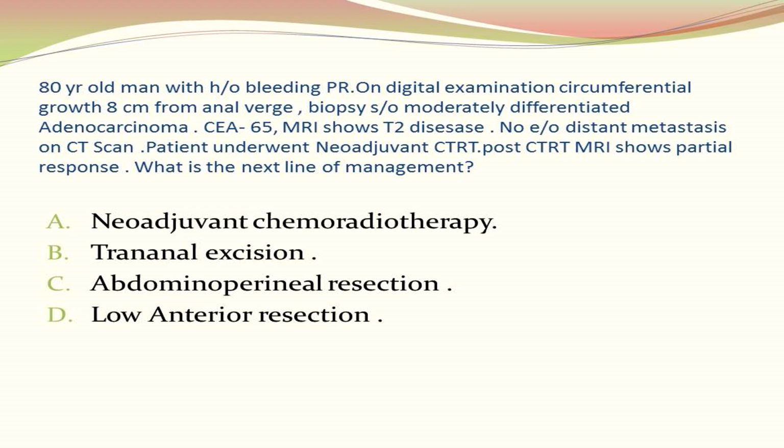History of bleeding PR, on digital examination growth 8 cm from the anal verge. Biopsy suggestive of adenocarcinoma. MRI shows T2 disease. No distant metastasis. Simple है, 8 cm है growth from the anal verge. Will you plan for APR or AR in this patient? AR. So answer is LAR. Okay.